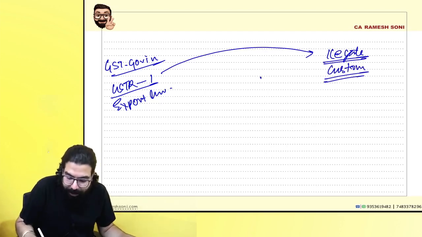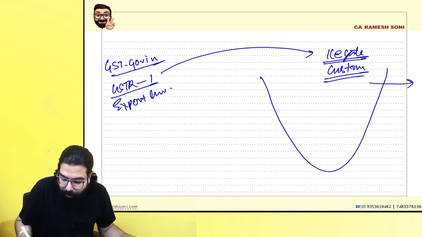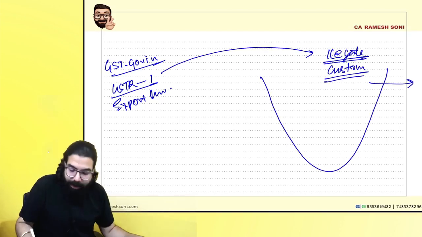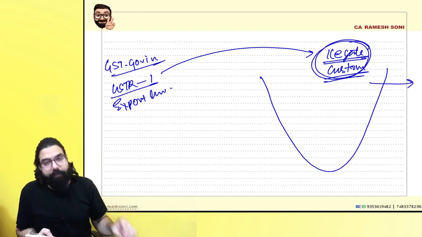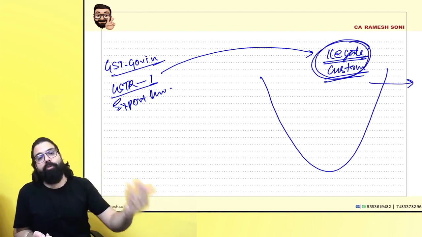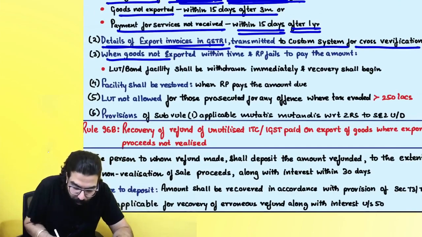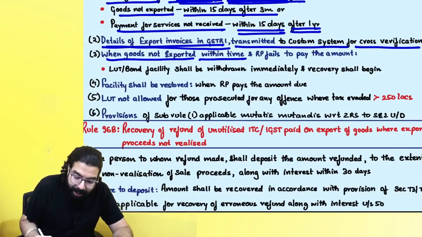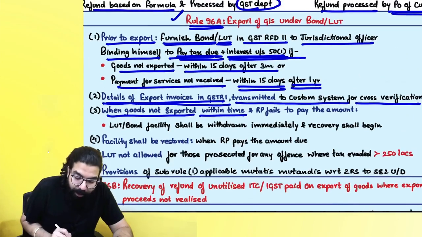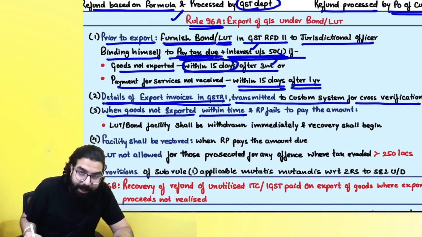Now what will happen if you have exported the goods outside India? In that scenario the customs portal will confirm that okay sir, the goods have actually been exported. And then they are telling, sir, when goods are not exported within the time, if you have not exported within 3 months, then within the next 15 days you should pay the tax and interest.